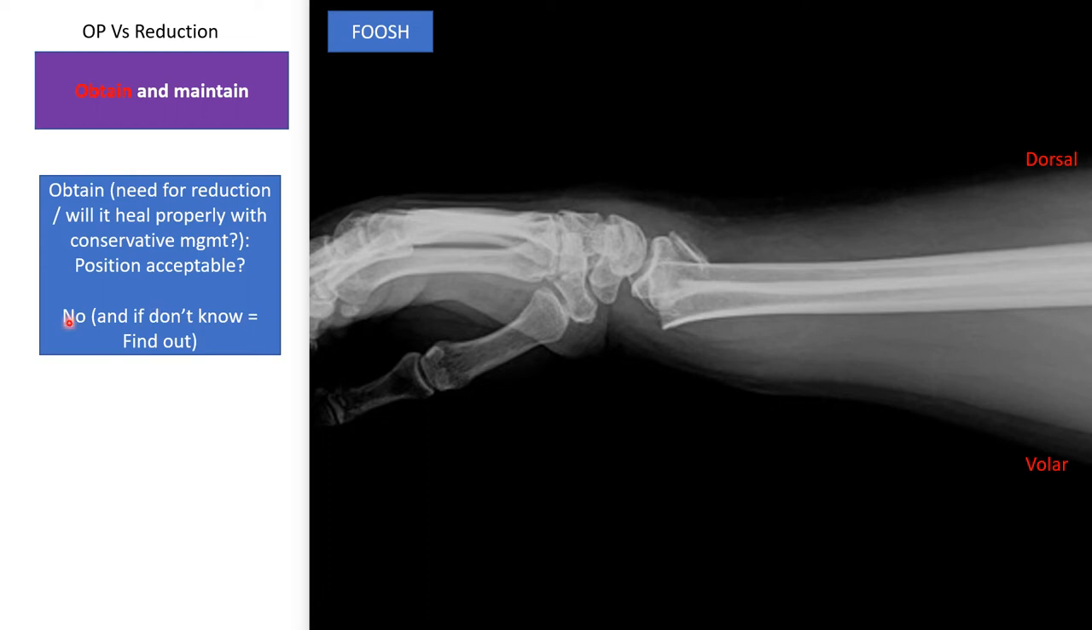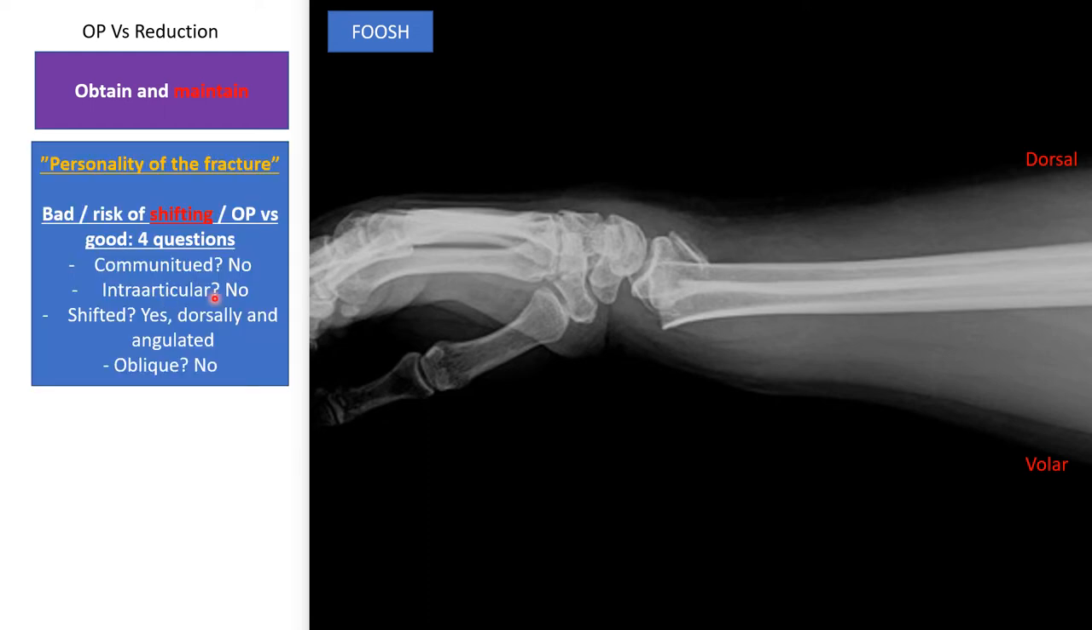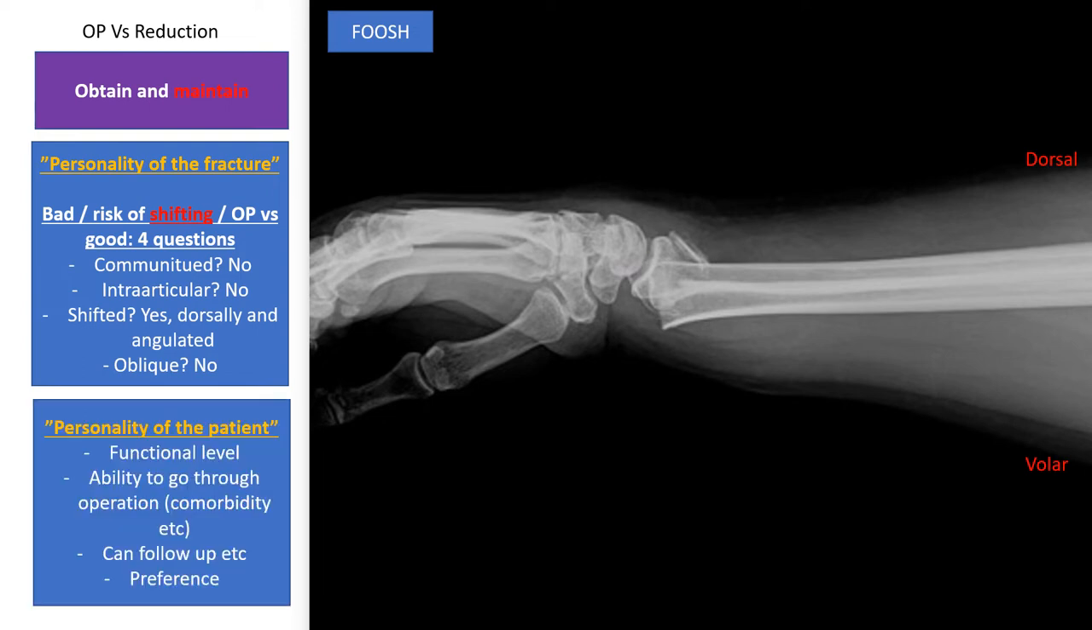And if we don't know the angulations and so on, and the cookbook doesn't say, then we need to find out. Then, okay, can it be maintained? That's the thing about, is this a good or a bad fracture? Is it comminuted? No. Is it intra-articular? No. And here's the joint. It's not intra-articular, it seems. Is it shifted? Yes, it's shifted dorsally, maybe by 50%, 25-50%. And it's also angulated.